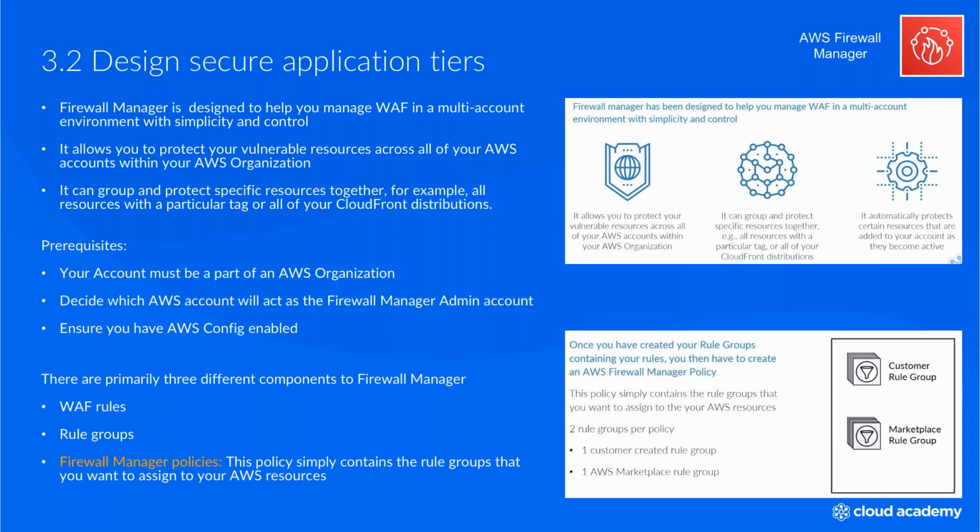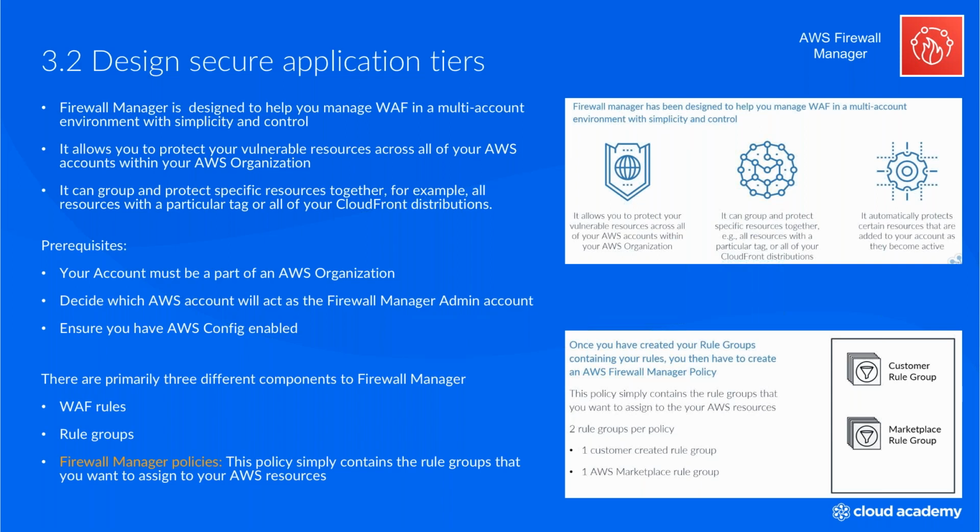Now, before using Firewall Manager, there are a number of prerequisites that you need to meet, so do be aware of these. Firstly, you must ensure that your AWS account is part of an AWS organization. That's fundamental. But the organization must have been configured with all features, not just consolidated billing. Otherwise, it just won't work. You must also define which AWS account will act as your Firewall Manager administrator account. And lastly, you have to have AWS Config enabled.